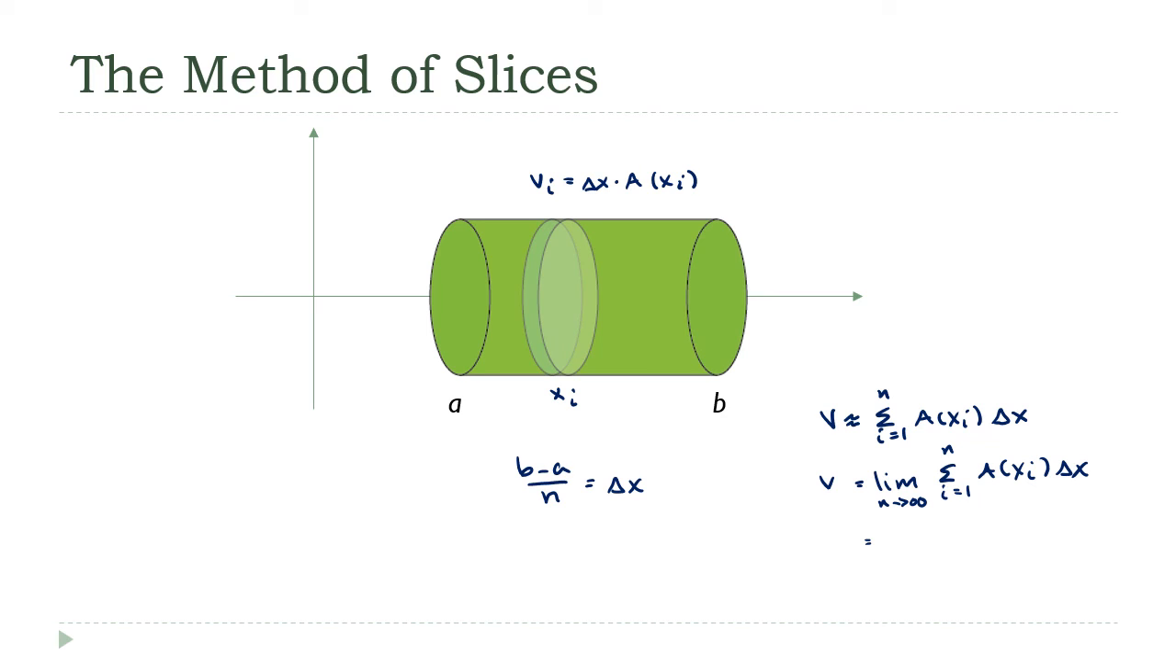And the way we write this, again, just as we've done in the past with these kinds of limits of sums, I'm going to write this as the integral from a to b of A of x dx. That's the method of slices. That's how we're going to define the volume of a solid.